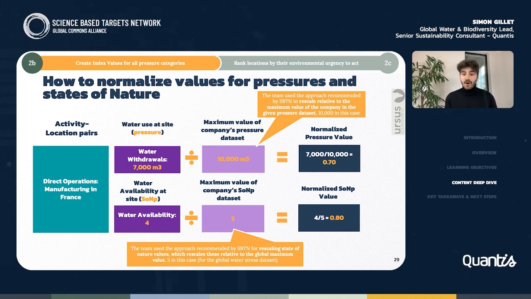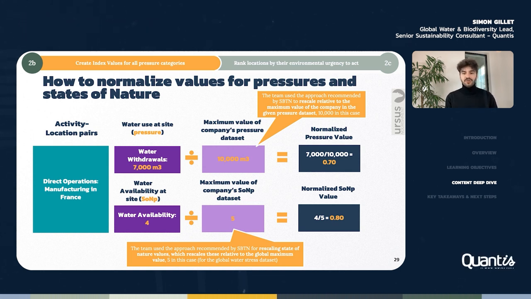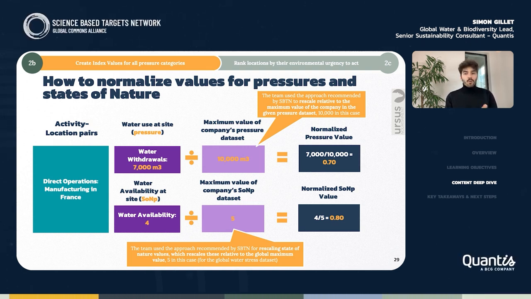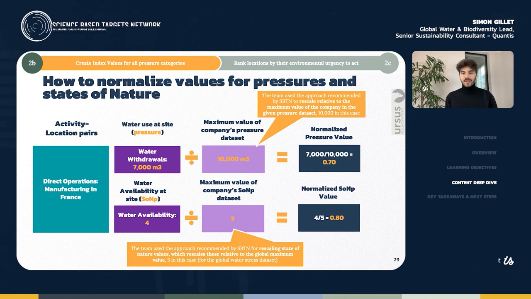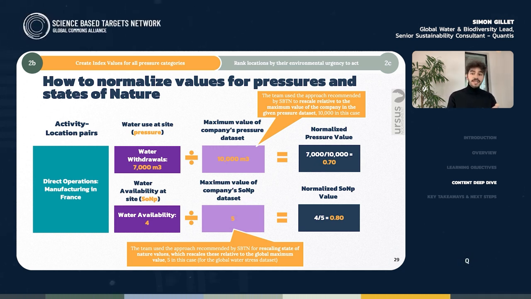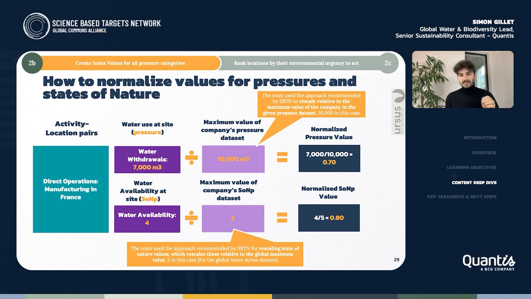Here's an example of how a company, Ursus in our example, normalized values for pressures and states of nature for one location of a direct operations activity, here manufacturing in France. Once pressure data and state of nature data were harmonized at the same spatial scale, the team rescaled, meaning normalized, the values in both datasets. Remember, this must be done before moving on to applying the index rule.